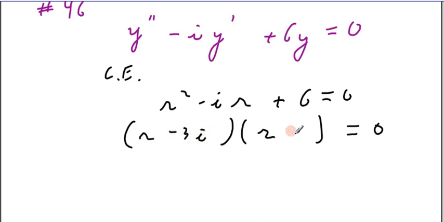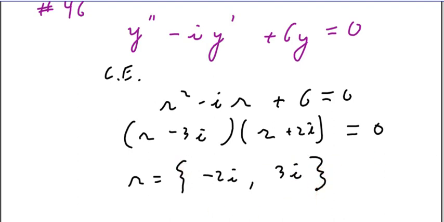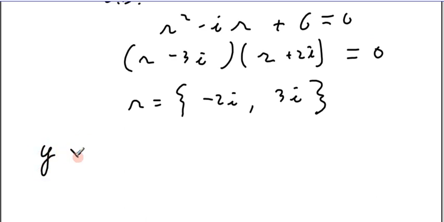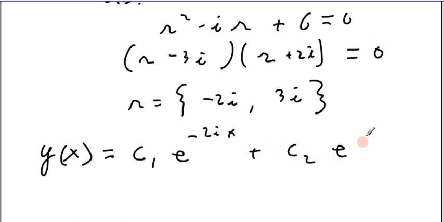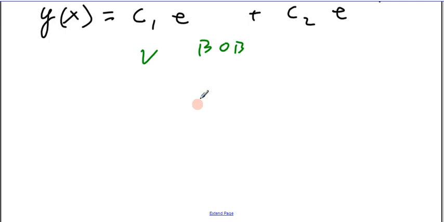Minus 3i, 2i, that gives me a plus 6, and that gives me a minus 3. Okay, so that's good. So my r's are going to be solution set minus 2i, 3i. Maybe I should make my brackets a little better, but that's what it is. Y of x is equal to c1 e to the minus 2ix plus c2 e to the 3ix, and it checks by back of book, but I will go and I will check it anyway, just to show you how.